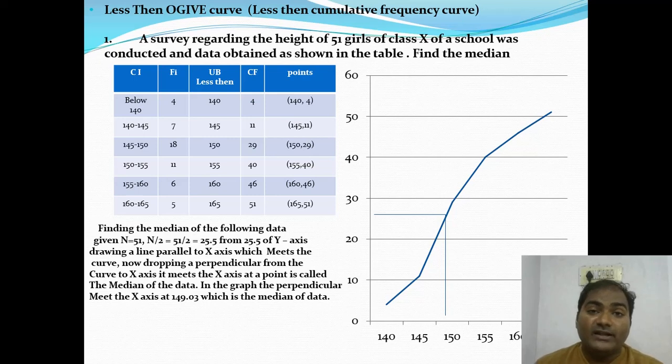Taking these points on the graph sheet, I have already said the class interval should be taken on the x-axis and the corresponding frequency should be taken on the y-axis.